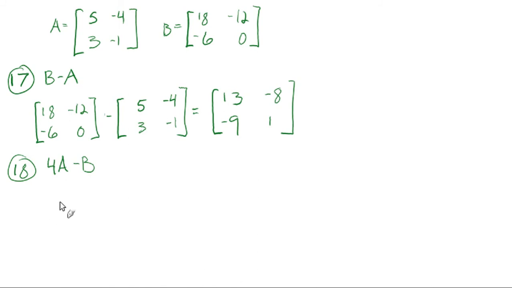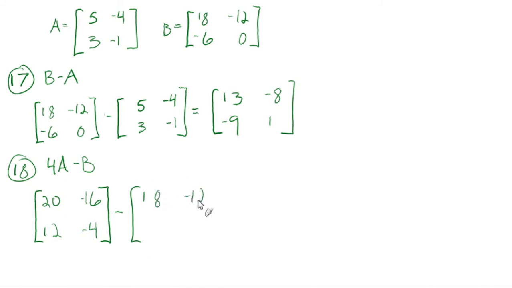Okay, so I'm going to do something a little crazy. I'm going to write down our first matrix here, but as I transfer this over, I'm going to multiply each entry by 4. So 5 times 4, which is what we would do if we're multiplying matrix A by 4, is 20. Negative 4 times 4 is negative 16. 3 times 4 is 12. And negative 1 times 4 is negative 4. Okay, so here we have 4 times A minus B, which is 18, negative 12, negative 6, and 0.